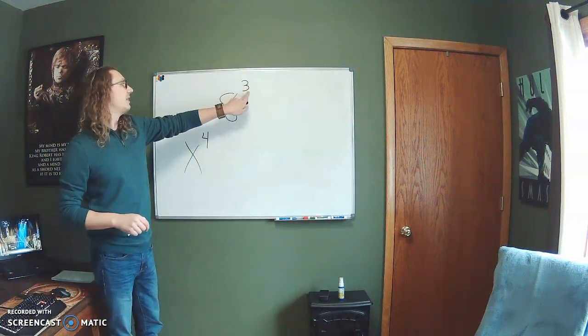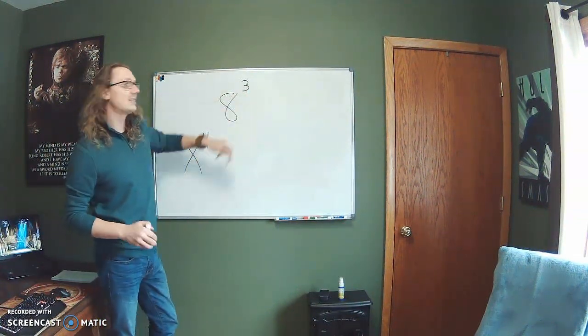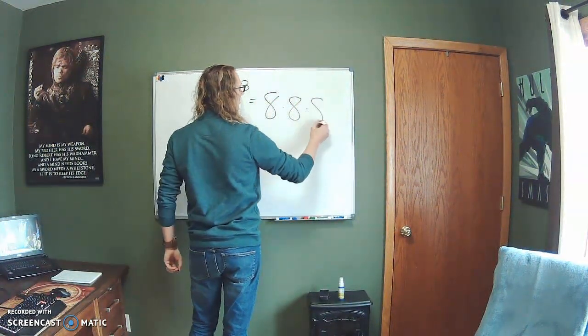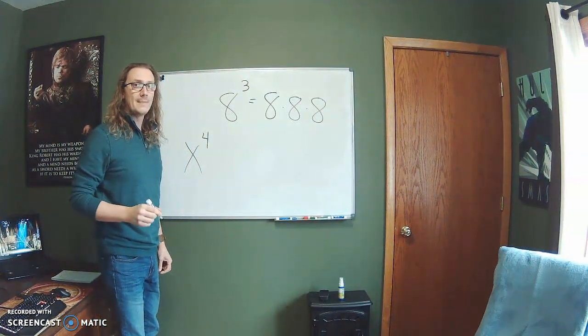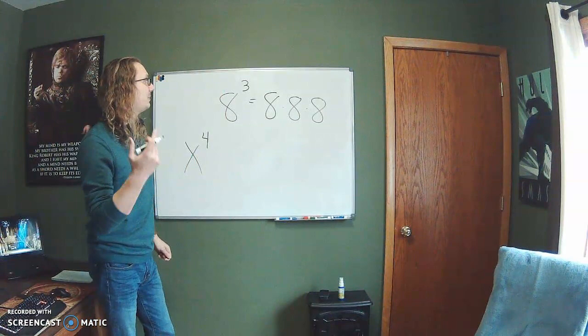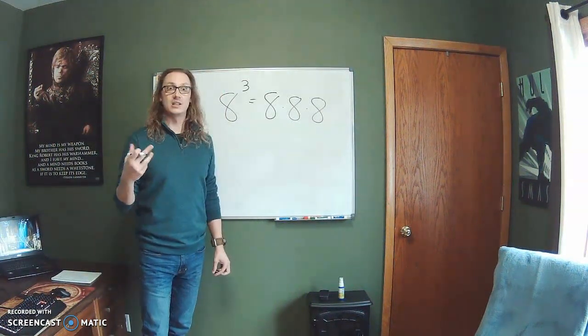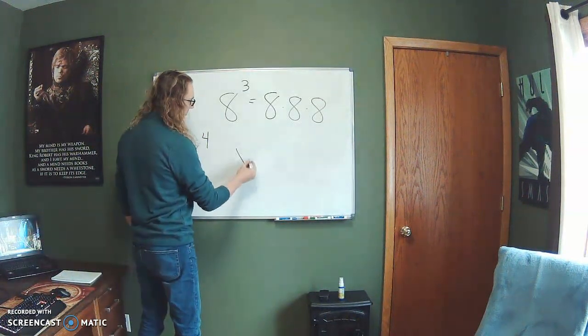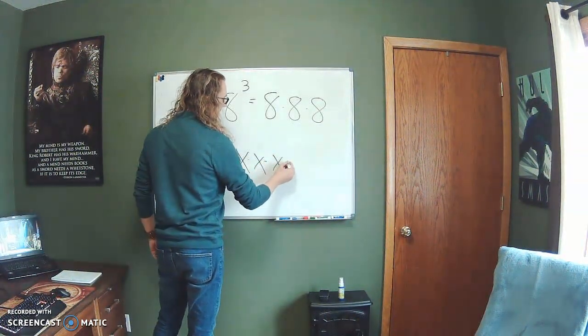This means it is 8 times itself, 3 times. So 8 times 8 times 8, okay? That is to write it out, as opposed to evaluating, which would be whatever 8 times 8, 64 times 8 is, okay? Don't have time to do that. Or x to the 4th, which would be x times x times x times x.